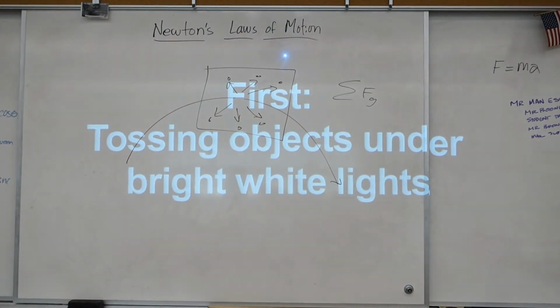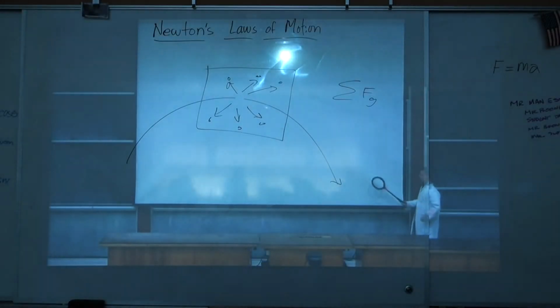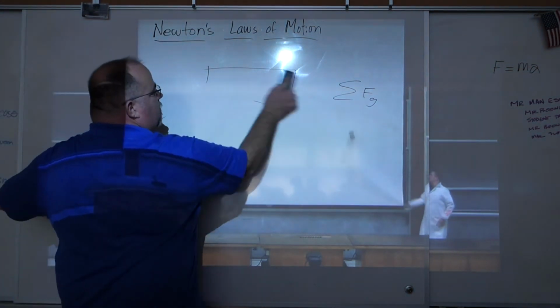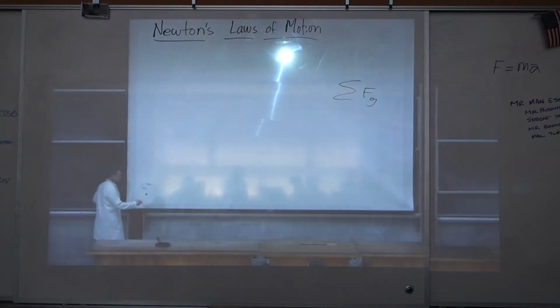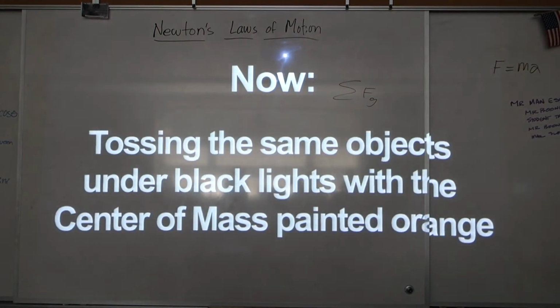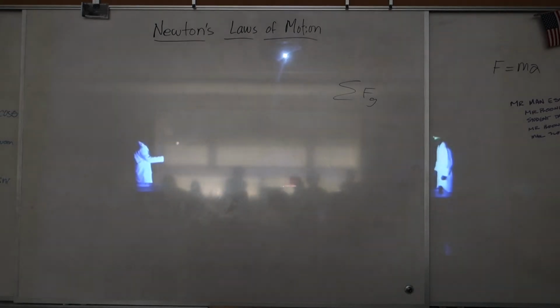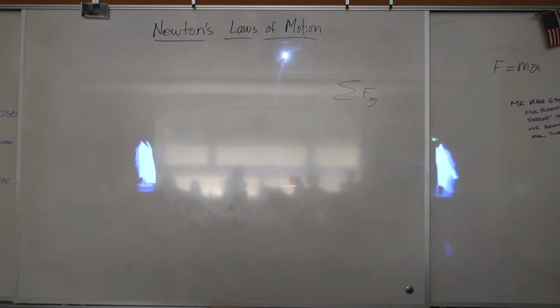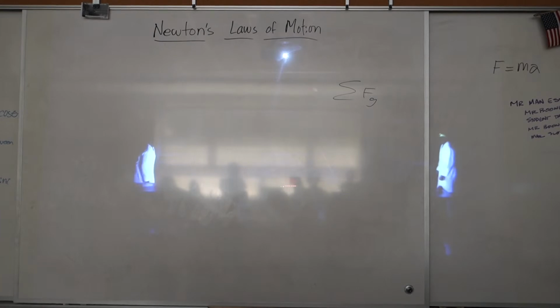Check this out. Watch, he's throwing the racket. Now what they've done is painted some fluorescent paint on the center of mass. So watch what happens. That's the racket. What do you notice about the fluorescent paint? It's just a point mass, right? Just traveling in space.